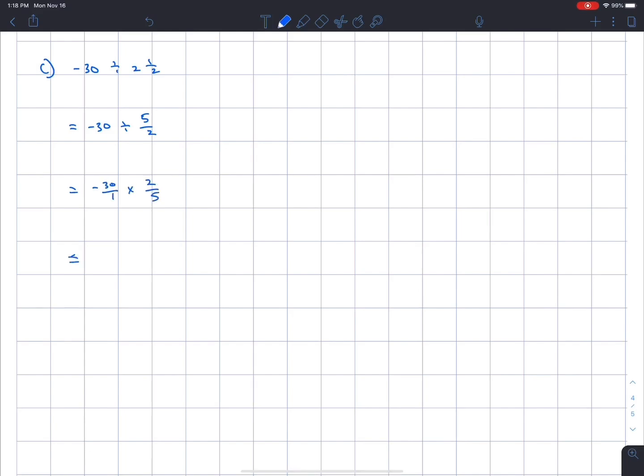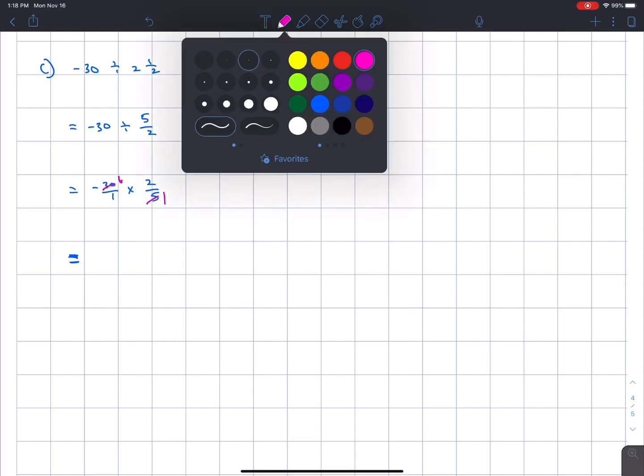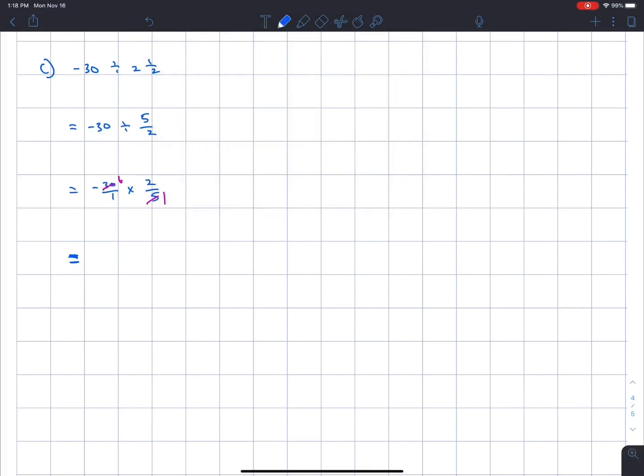We just flip the second fraction over, the one after the division sign, and change it to times. Now we can simplify, divide by 5 to get 1, divide by 5 to get 6. And we just get negative 12 over 1, which is the same as negative 12.